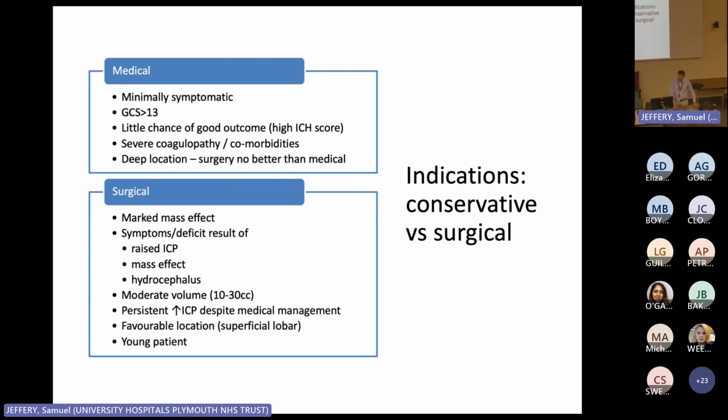So the ones more likely to have surgery are those with the mass effect or symptoms related to the raised ICP. Ones with more moderate rather than small or large hematomas, and those that have failed medical management. And certainly the younger patients are more likely to do better as well.